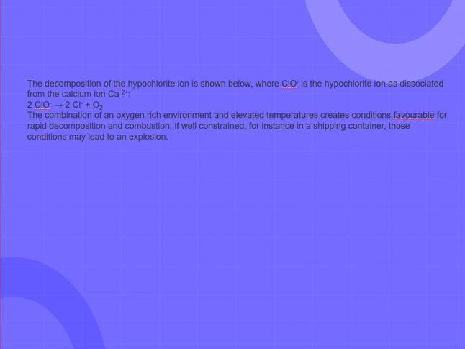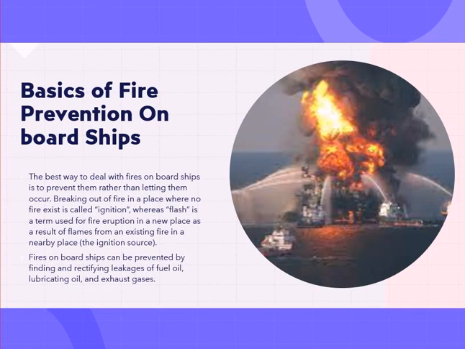The decomposition of the hypochlorite is shown below, where ClO minus is the hypochlorite ion as dissociated from the calcium. Then the ClO minus becomes Cl minus and O2. The combination of an oxygen-rich environment and elevated temperature is a clear condition favorable for rapid decomposition and combustion. So if fuel is present, for instance in a shipping container, those conditions may lead to an explosion. This is an example.